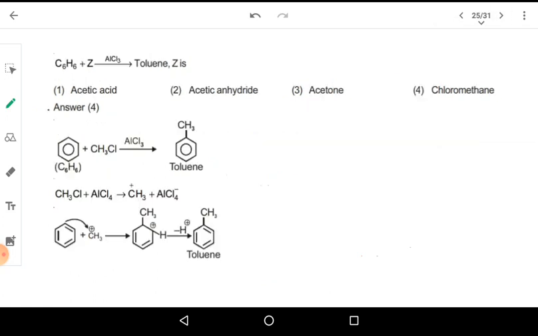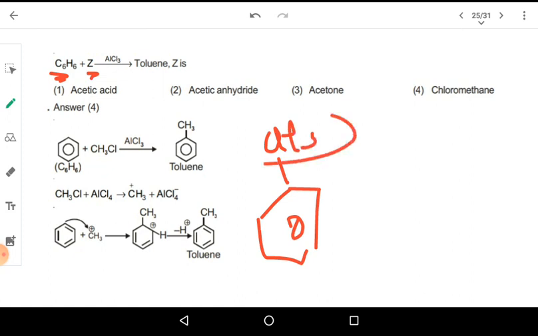Benzene undergoes substitution reaction more easily than addition. What is the reason? It is because of the delocalization of pi electrons. Next question, C6H6, which is benzene, is treated with a compound in the presence of AlCl3 to get toluene. So we have a benzene ring, and to this benzene ring we have to add a CH3. For that we can use an alkylating mixture. An alkylating mixture consists of AlCl3 and CH3Cl. So chloromethane is the answer.